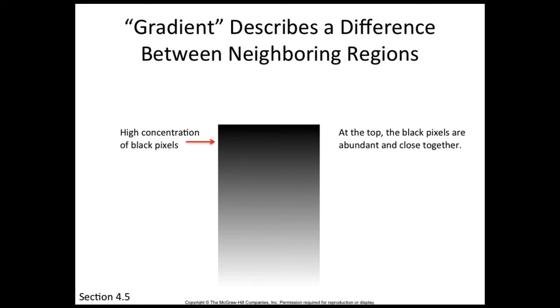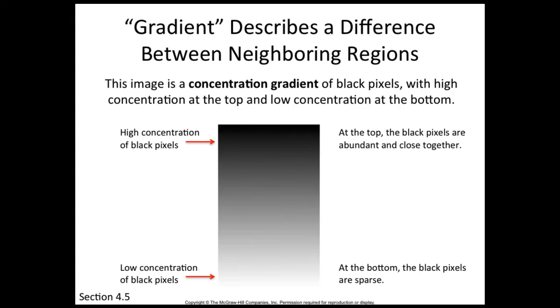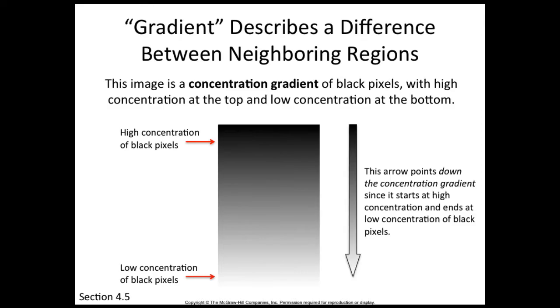At the top, the black pixels are abundant and close together. We could say this is a high concentration of these black pixels. At the bottom, the black pixels are very sparse. It's a relatively low concentration of black pixels, eventually fading to no or zero black pixels present. We can describe this image as a concentration gradient, with a high concentration of black pixels at the top and a relatively low concentration of black pixels at the bottom.